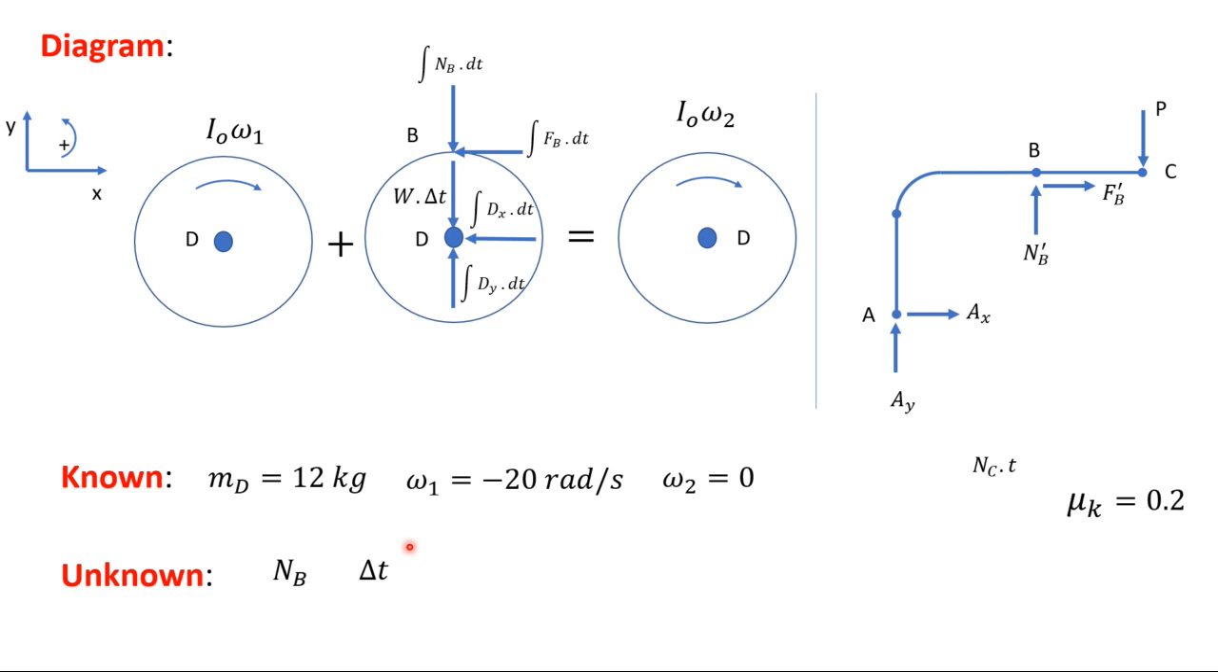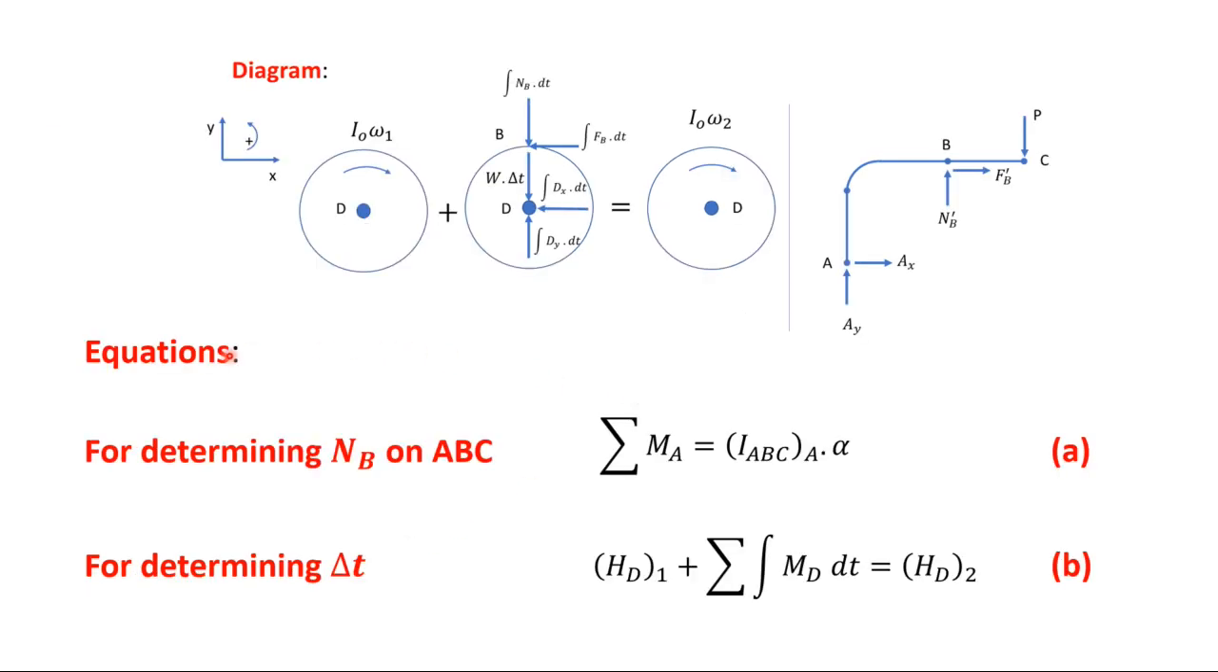So we will continue with the solution. The equation we're going to use first is for the MB on the ABC, and we're going to have it as a function of the P by taking moments around the point A. Then for the delta T, we're going to use the impulse equation to get the value for the time.